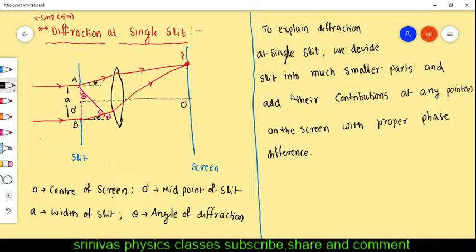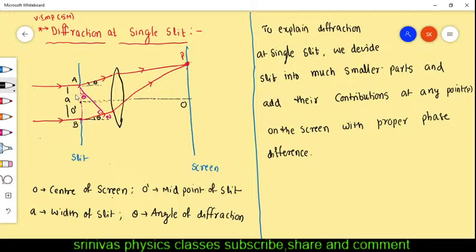I will explain this sentence. Actually, what he is telling is how to explain the diffraction at a single slit. If you want to know diffraction at a single slit clearly, what do we have to do? We divide the slit into much smaller parts. This is the slit, AB is the slit, right? We have to divide it into smaller parts, and add their contributions at any point P on the screen.